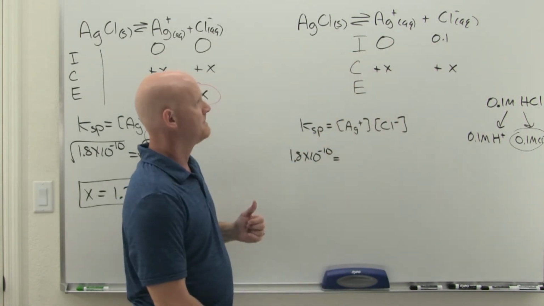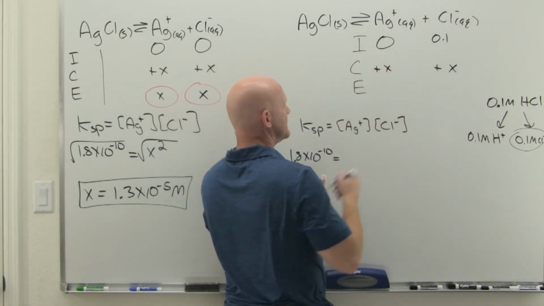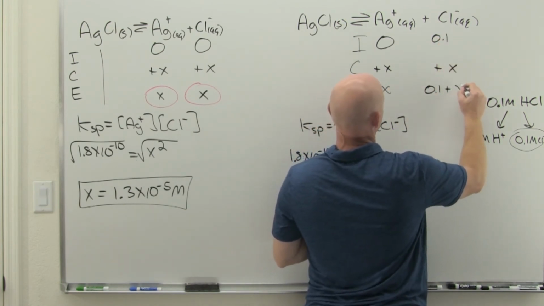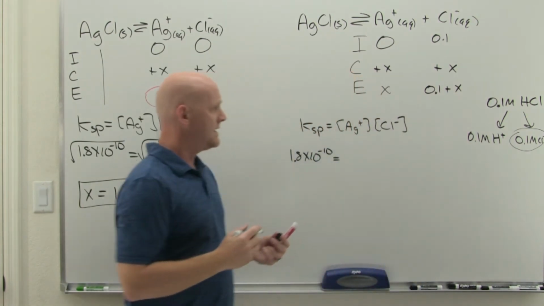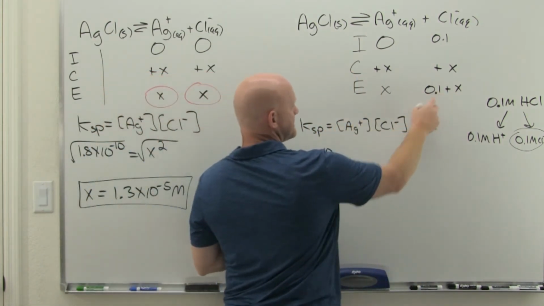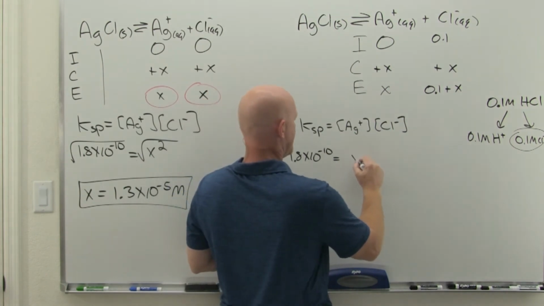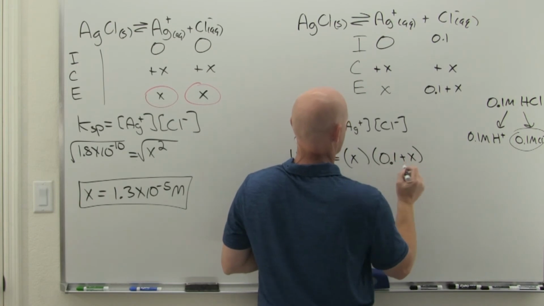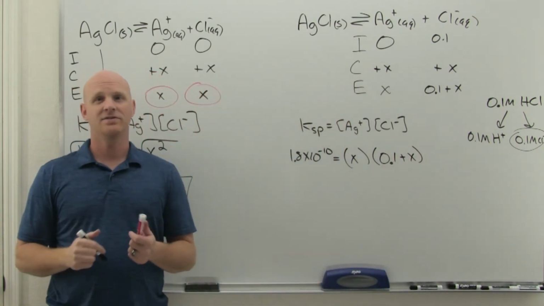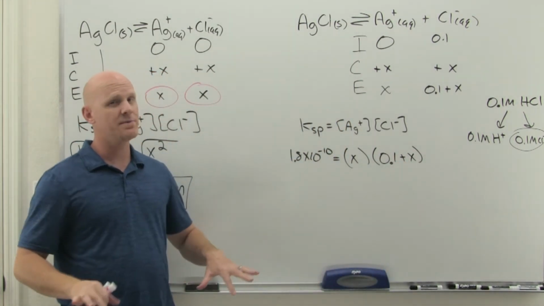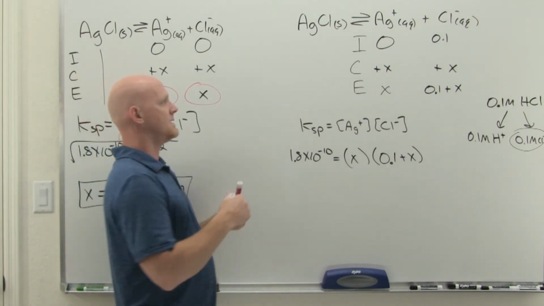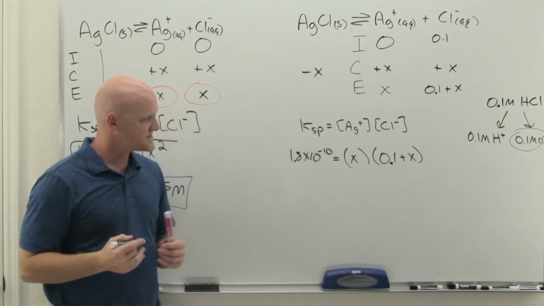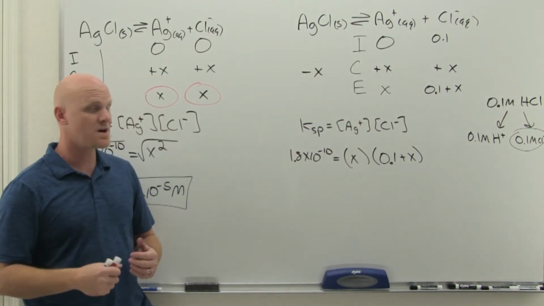That's the difference. And so in this case, 0 plus x is still x, and 0.1 plus x is not just x, it's 0.1 plus x. And so now we can go substitute our equilibrium values into our KSP expression, and we're going to have x times 0.1 plus x. And now we've got to solve for x to get our molar solubility. So x is still equal to molar solubility, even in a common ion problem, because that's the concentration of the solid that would have been dissolving. So that's what we're still solving for here.